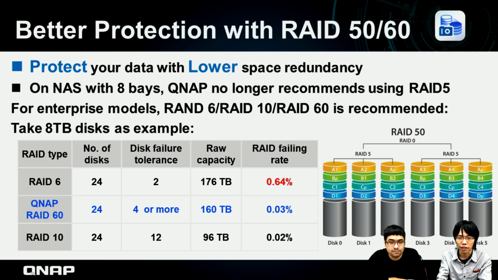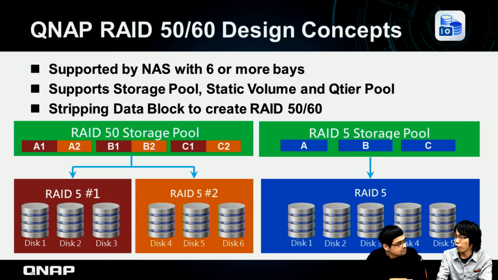All right, very good. So here is the design concept of our QNAP RAID 15 and 16. Because RAID 15 and 16 is an architecture that is not supported in a general Linux system, we do this by providing a striping pool solution. As you can see in the RAID 15 storage pool, we divide each data block into two different groups, and we stripe so that it can be written into the different subarrays. For example, the chart has two RAID 5 to make up the RAID 15.